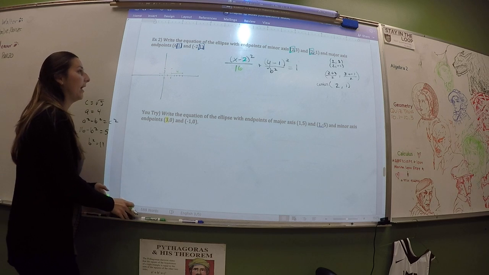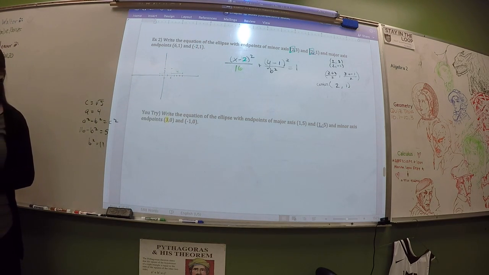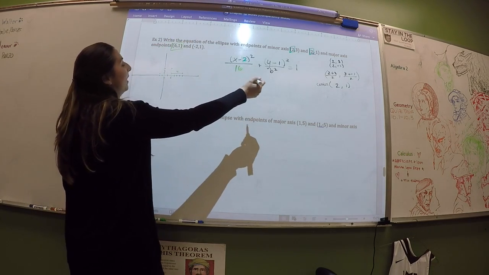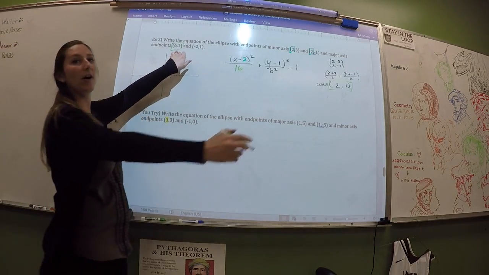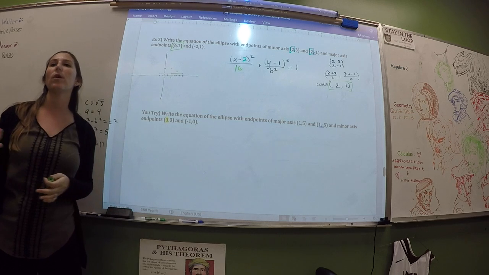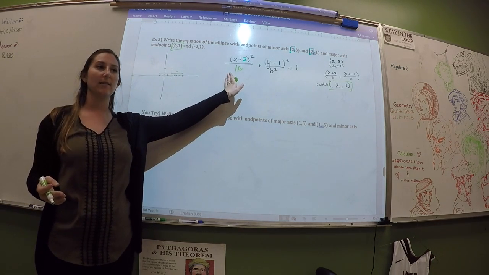Non-graphically, let's say you're not a grapher, you don't like showing work, you're Sam. You can just look at how far away one of these points is from the center that you found, right? So look at (2, 1), look at (6, 1). How far is (2, 1) from (6, 1)? 4. And it's 4 in the x direction, which is why it goes under x.